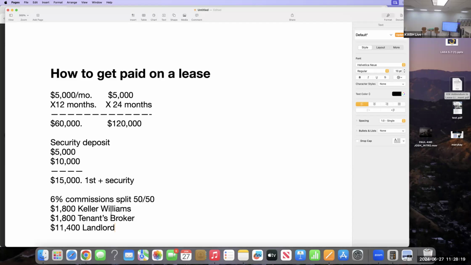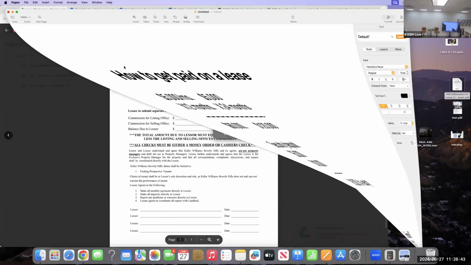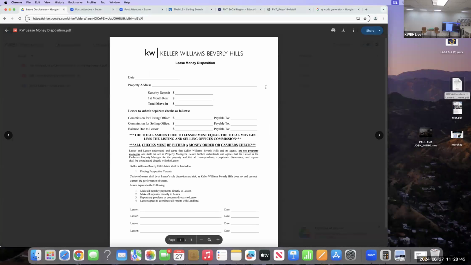But you guys need to understand how we get paid, right? So this is how we get paid. You're going to get paid a percentage of the value of the lease. If you sign a 3-year lease, this is now going to be 180,000 times 6%, split, right? So that's how we get paid. Now, we have a form that we're going to include with our leases. And that form is the lease money disposition.